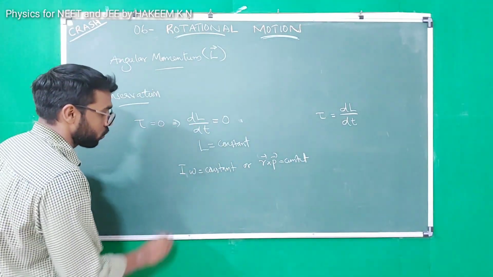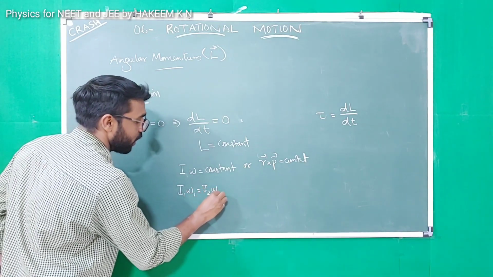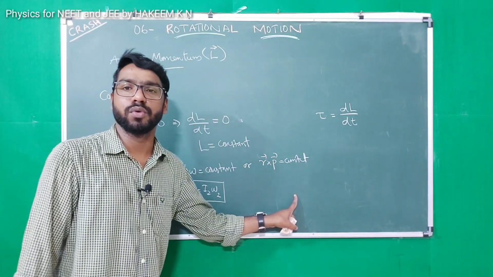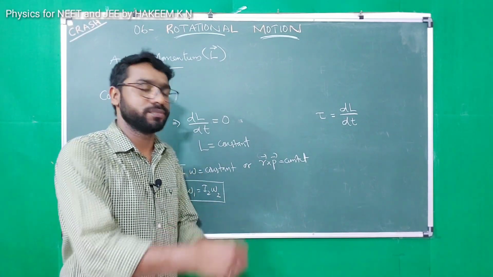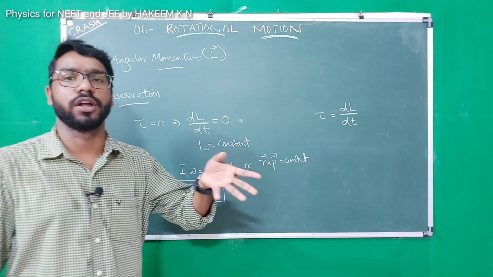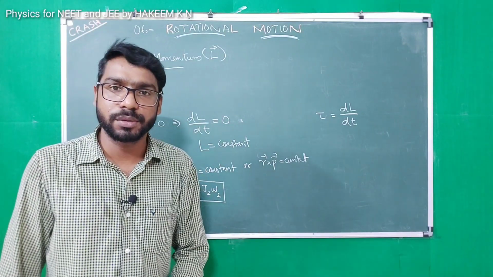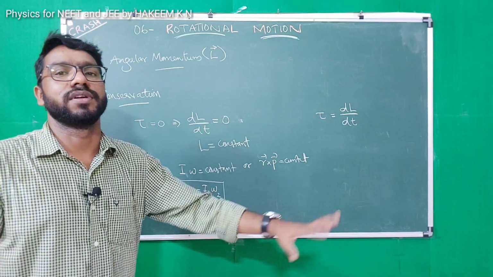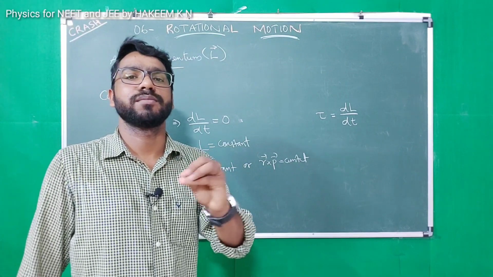R cross P equal to constant, or we can say I1 omega 1 equal to I2 omega 2, or we can say R1 cross P1 equal to R2 cross P2. Okay, this is the law of conservation of angular momentum. If no net external torque is acting on a system of particles, its angular momentum remains conserved, just like we discussed the law of conservation of linear momentum.